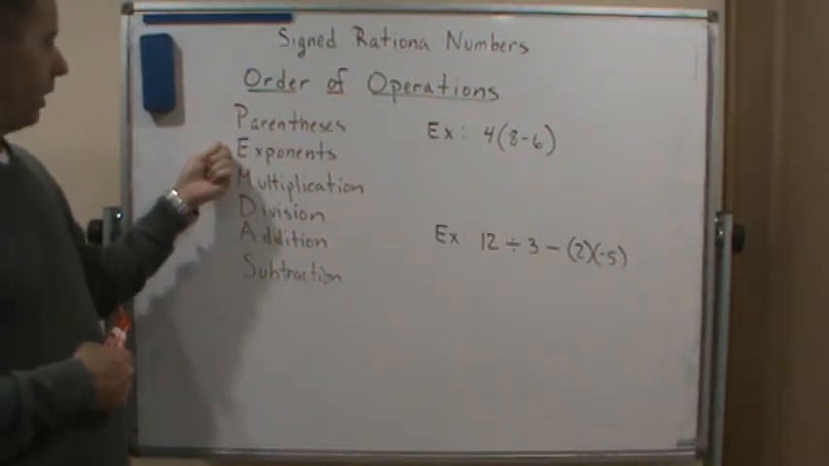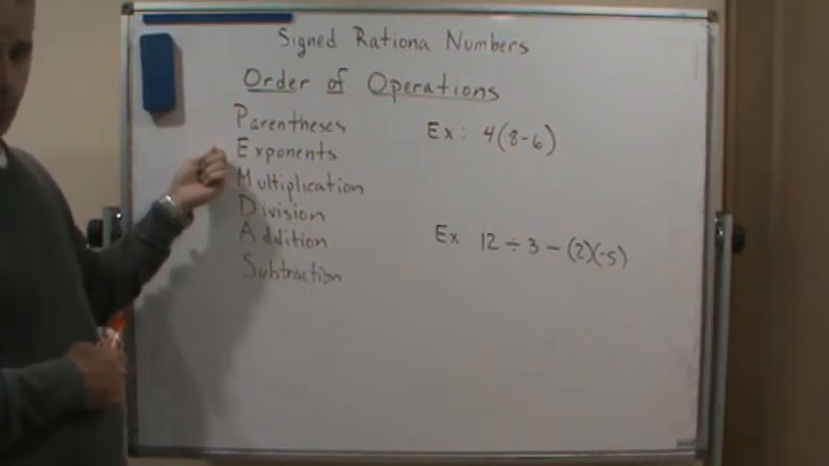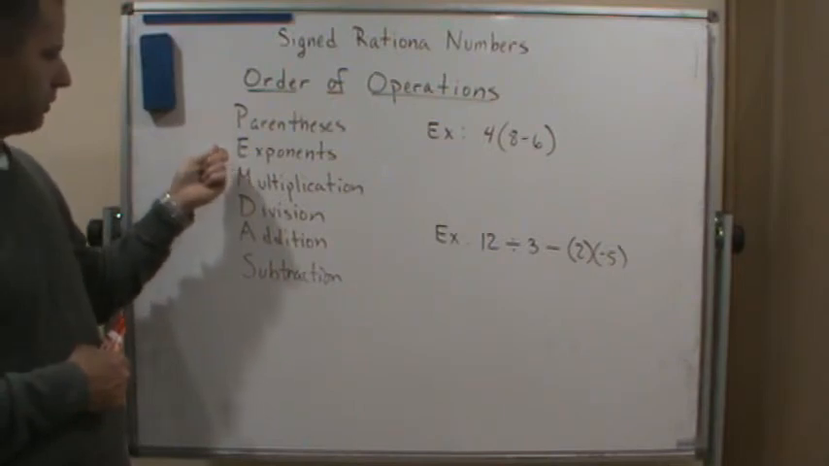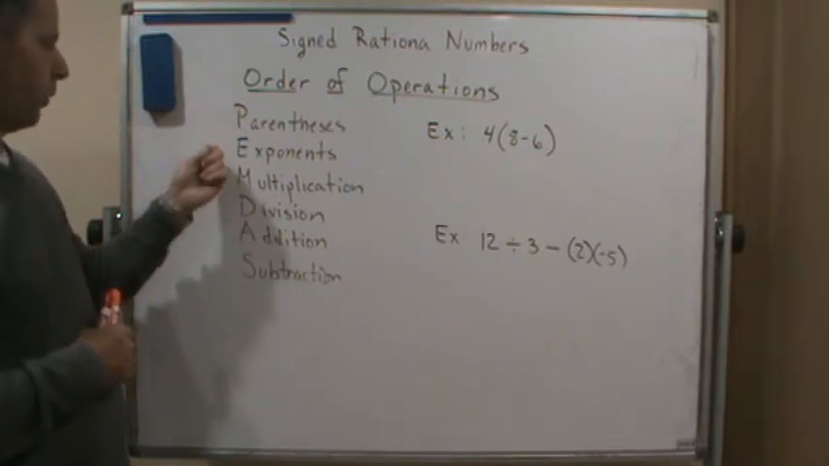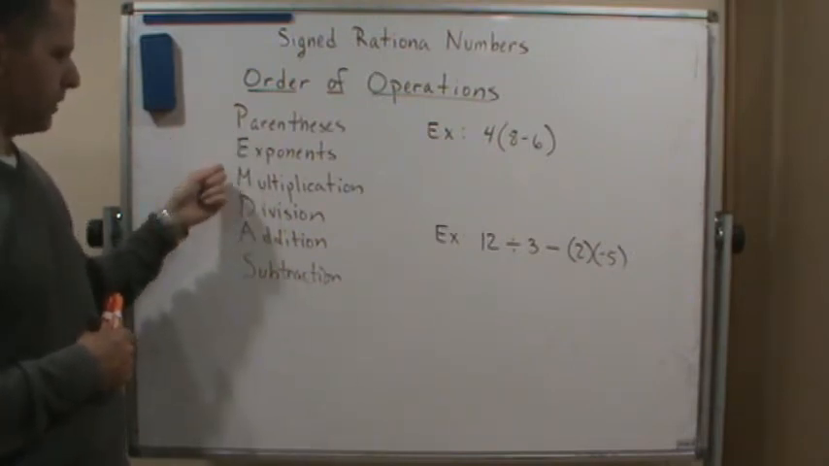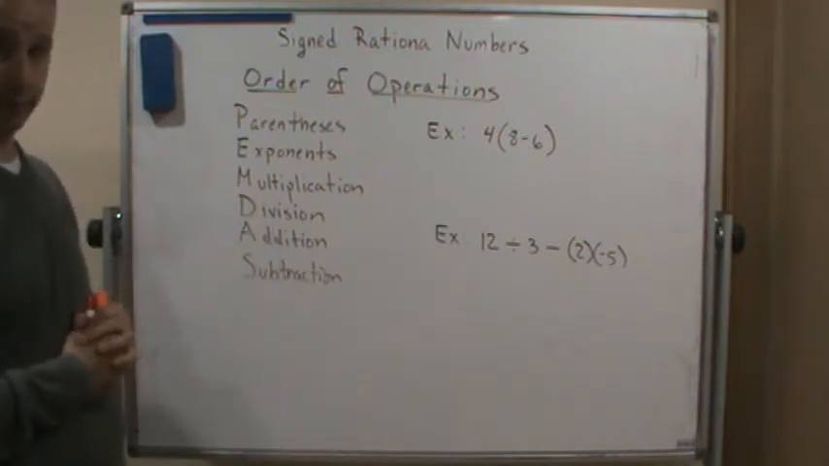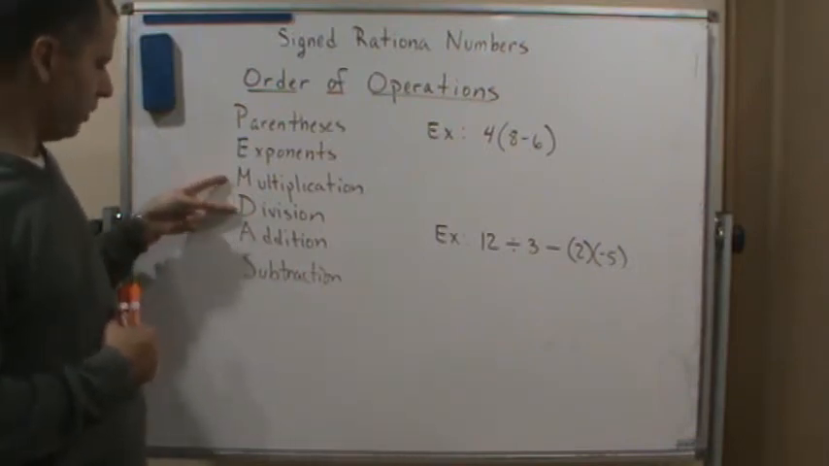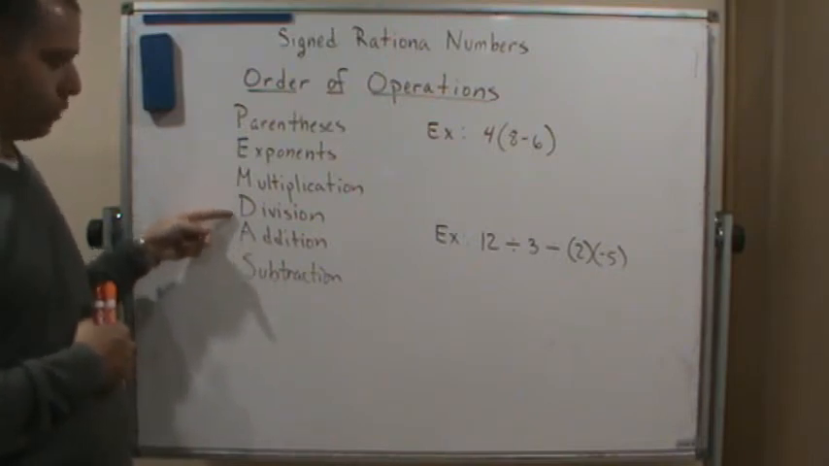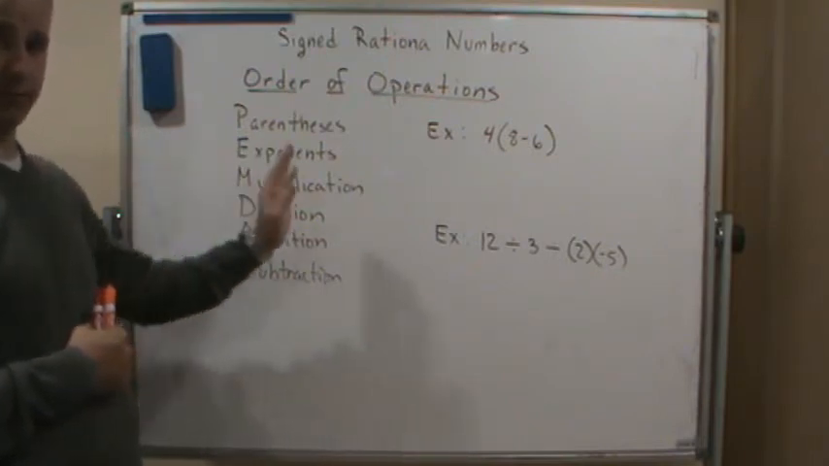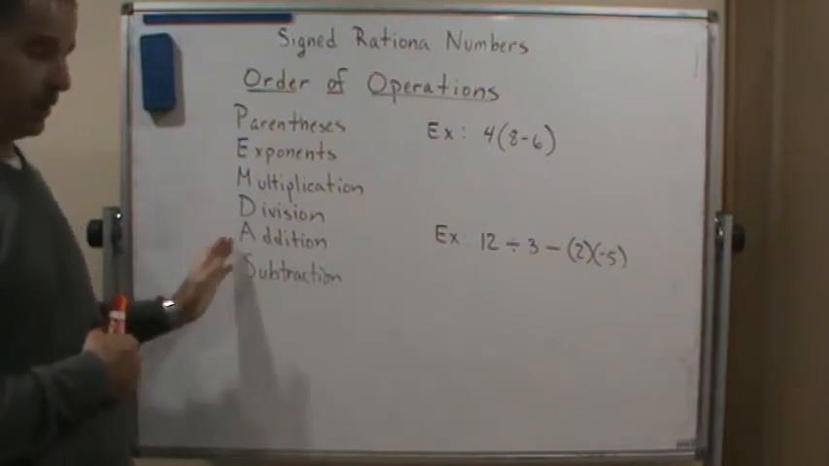Exponents, okay? So exponents also includes the square roots, okay? So square roots could be included in exponents, okay? Now, after you do parentheses and exponents, then you do multiplication and division, and you do it left to right. Okay? So the order in which you do these, you typically want to do multiplication and division from left to right in the problem, and then followed by addition and subtraction left to right.